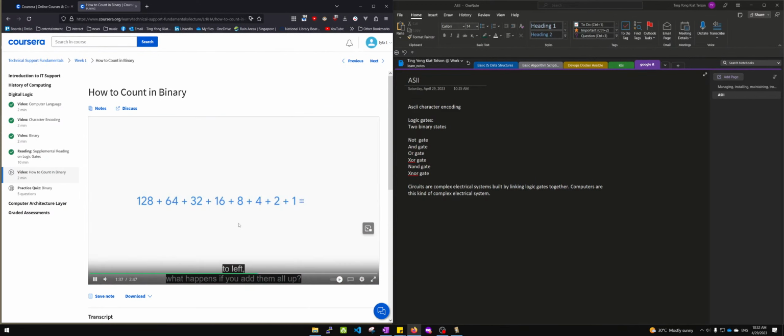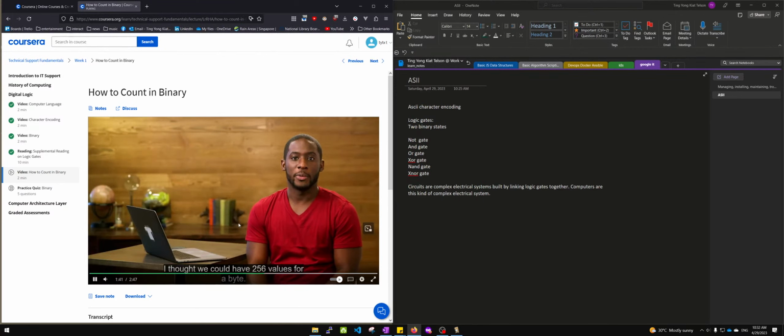What happens if you add them all up? You get 255. That's kind of weird. I thought we could have 256 values for a byte. Well, we do. The 0 is counted as a value, so the maximum decimal number you can have is 255.